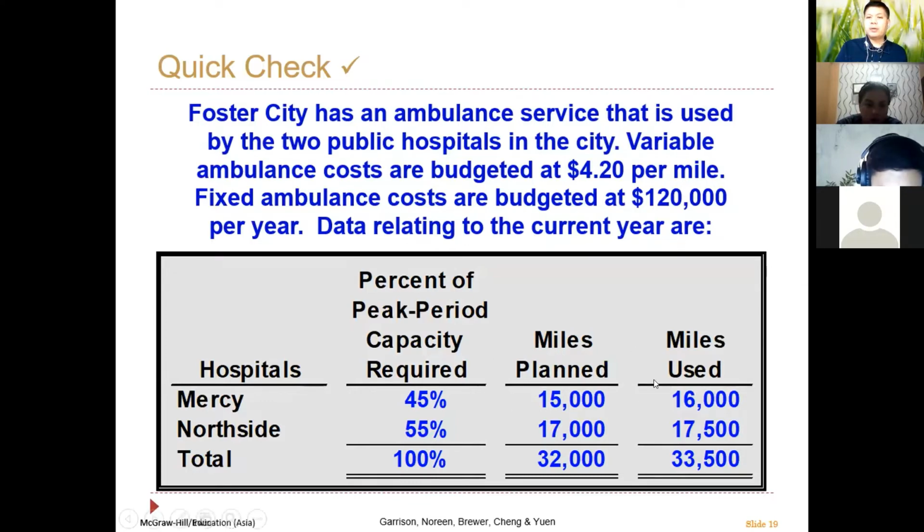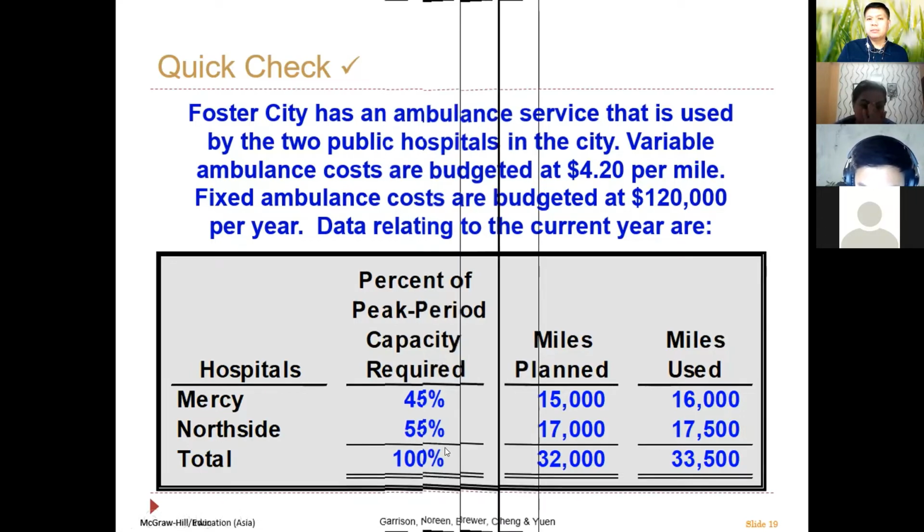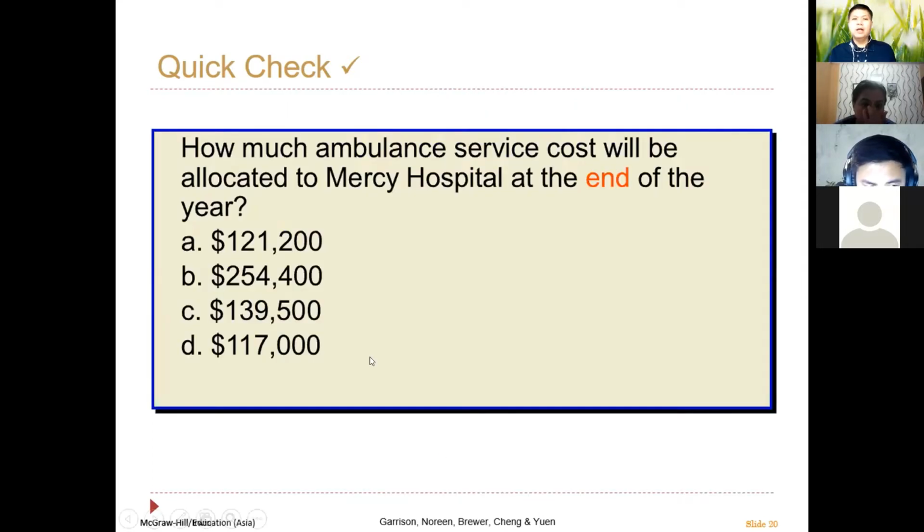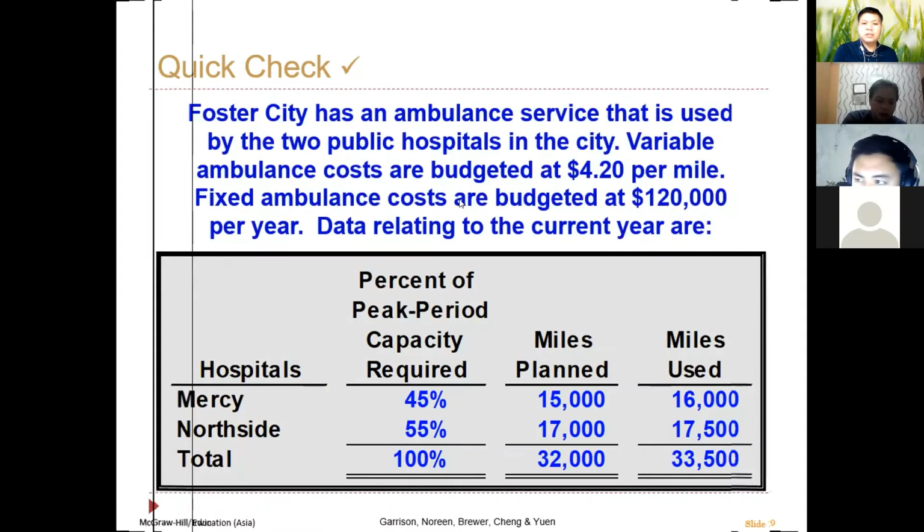So what do you do when it's like this? You have a budgeted variable cost per mile of 4.20. What do you multiply the 4.20 by? The miles used, the actual miles used. And then the fixed based on capacity, the 45 and 55%. Let us look at the computation. How much ambulance service cost will be allocated to Mercy Hospital at the end of the year.